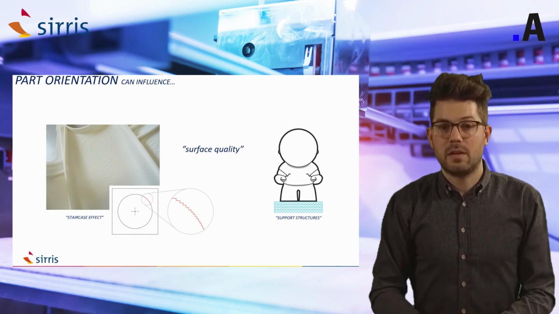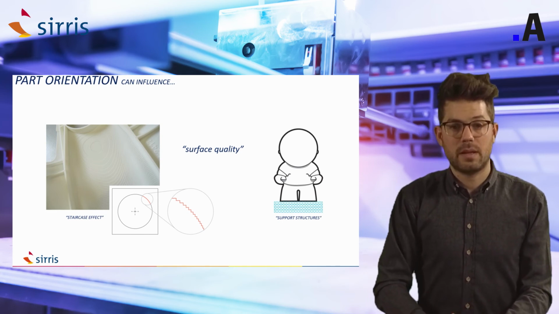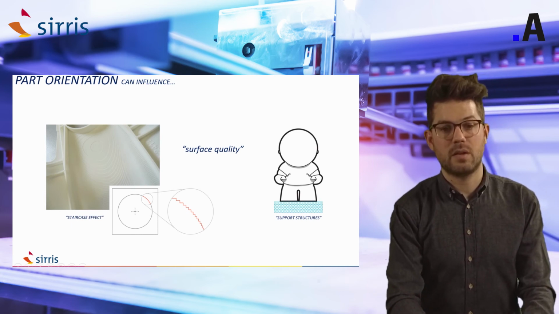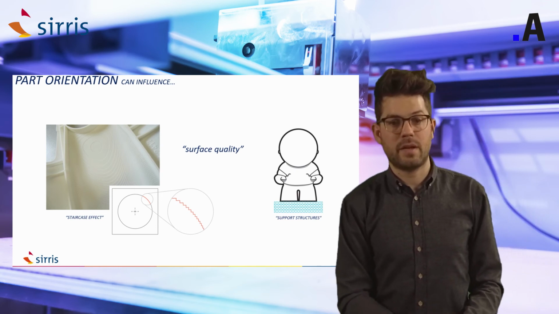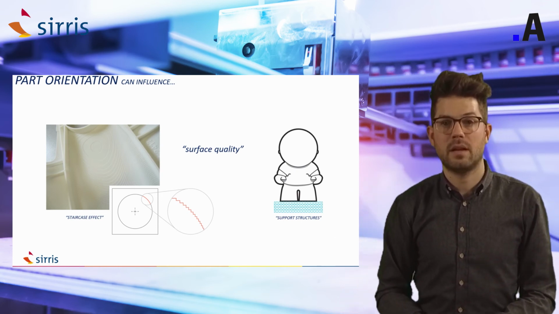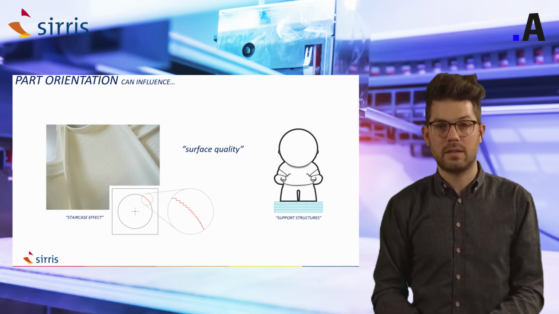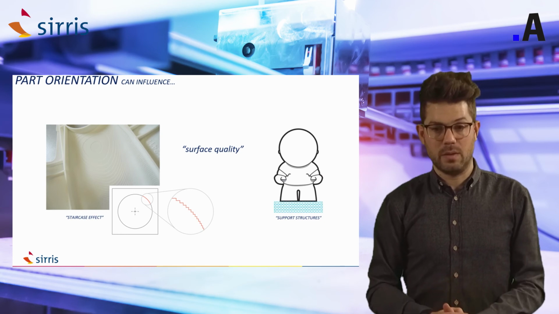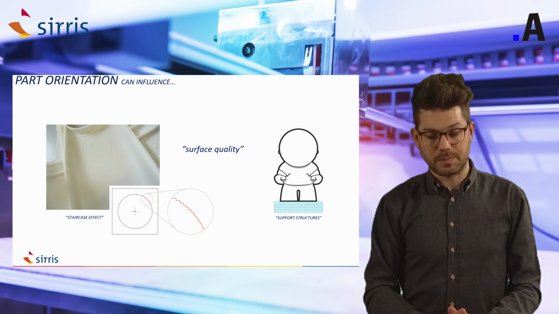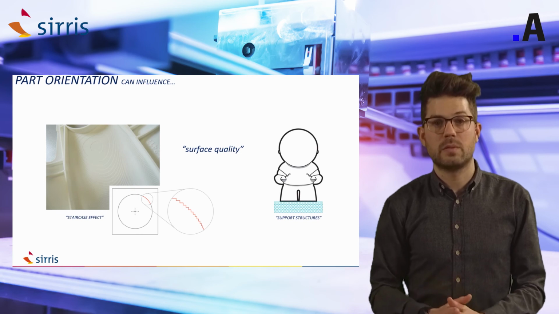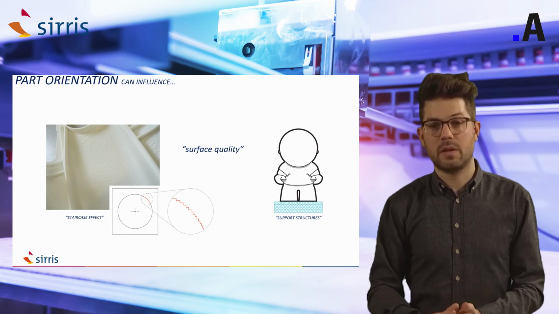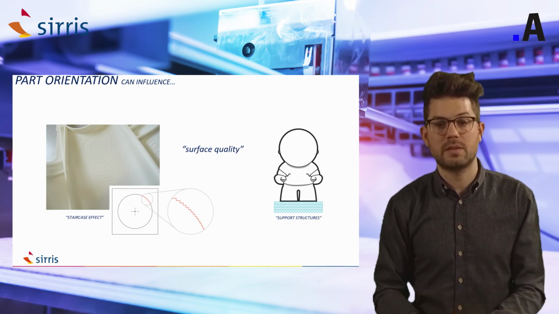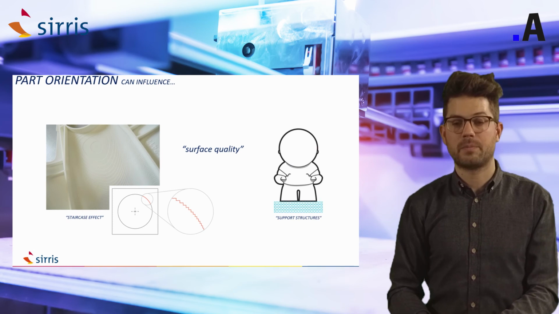The part orientation can also influence the surface quality. For example, on the left, you can see an example of the staircase effect. We will often see this with selective laser sintering, one of the polymer printing technologies. And with the technologies where we need support structures, we see that after removing those support structures, the surface where the support structures were attached will also be quite bad.